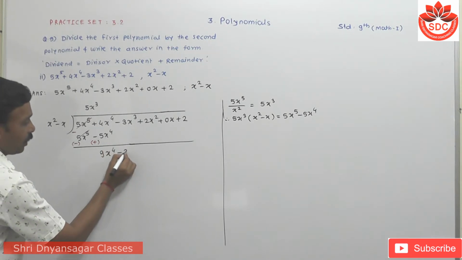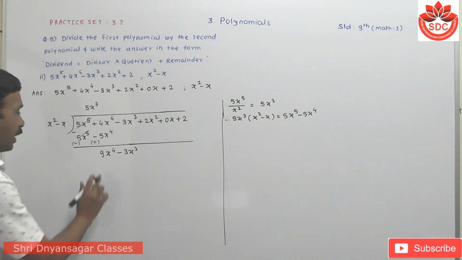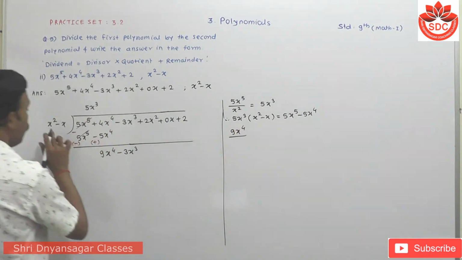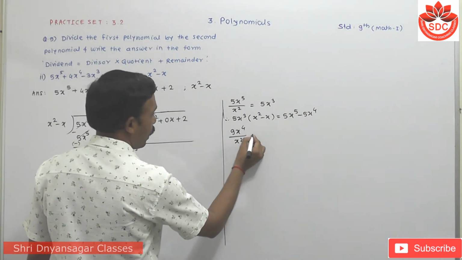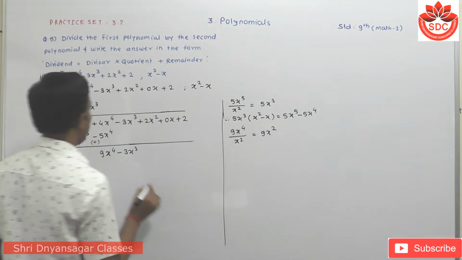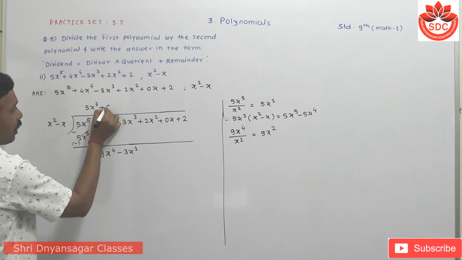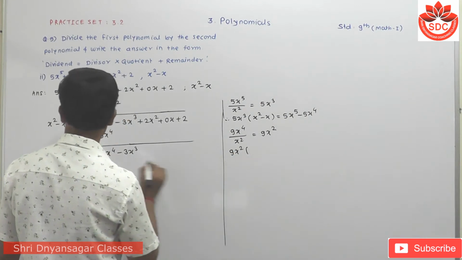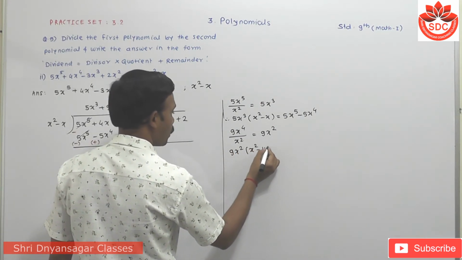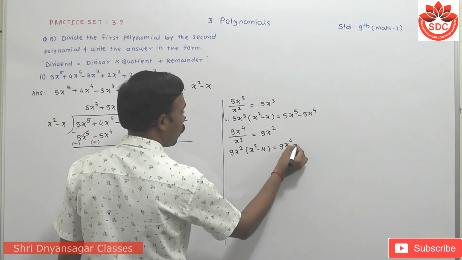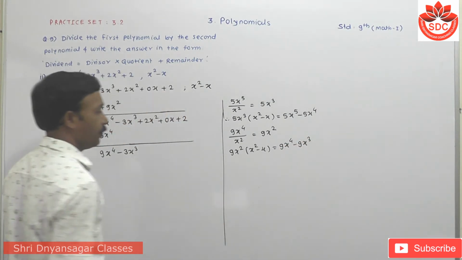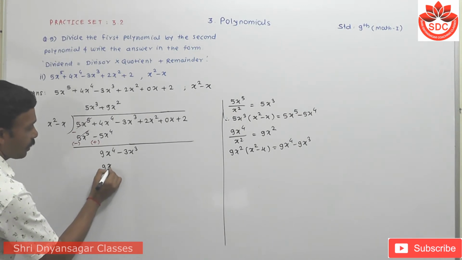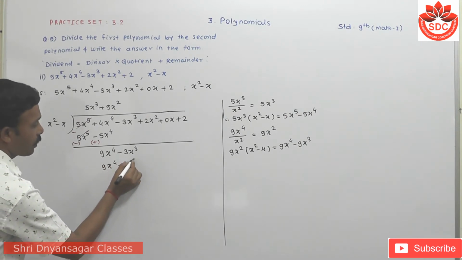Then we take the next term 3x cube. Now students, again take these terms, 9x raised to 4, and divide it by x square. We get 9x square, so write the plus sign, plus 9x square. Then multiply 9x square by x square minus x. We get 9x raised to 4 minus 9x cube. Then we write below the like terms 9x raised to 4 minus 9x cube.